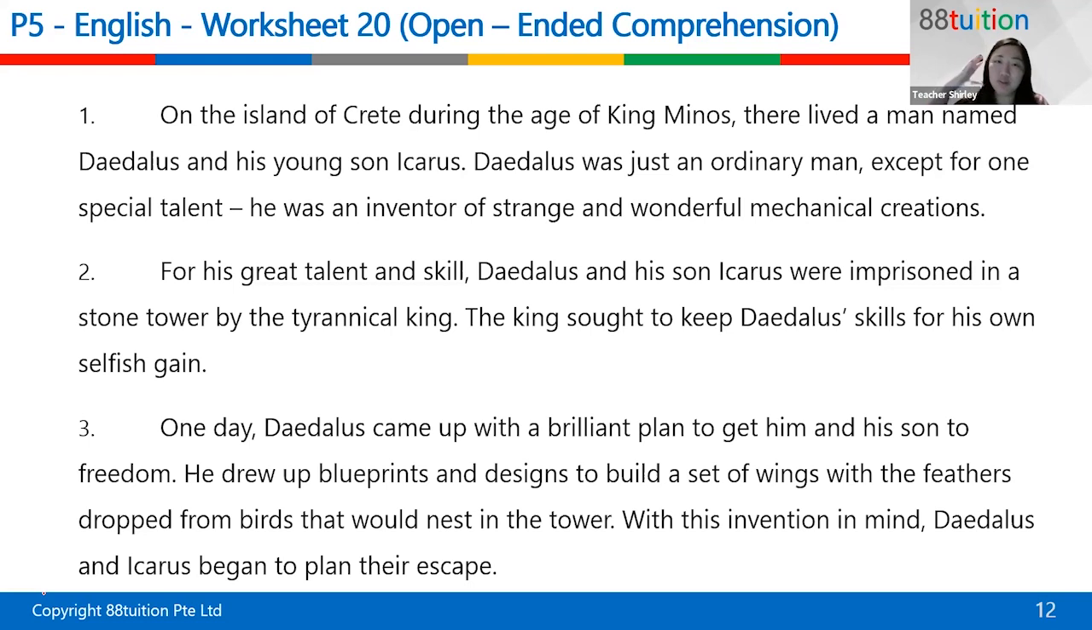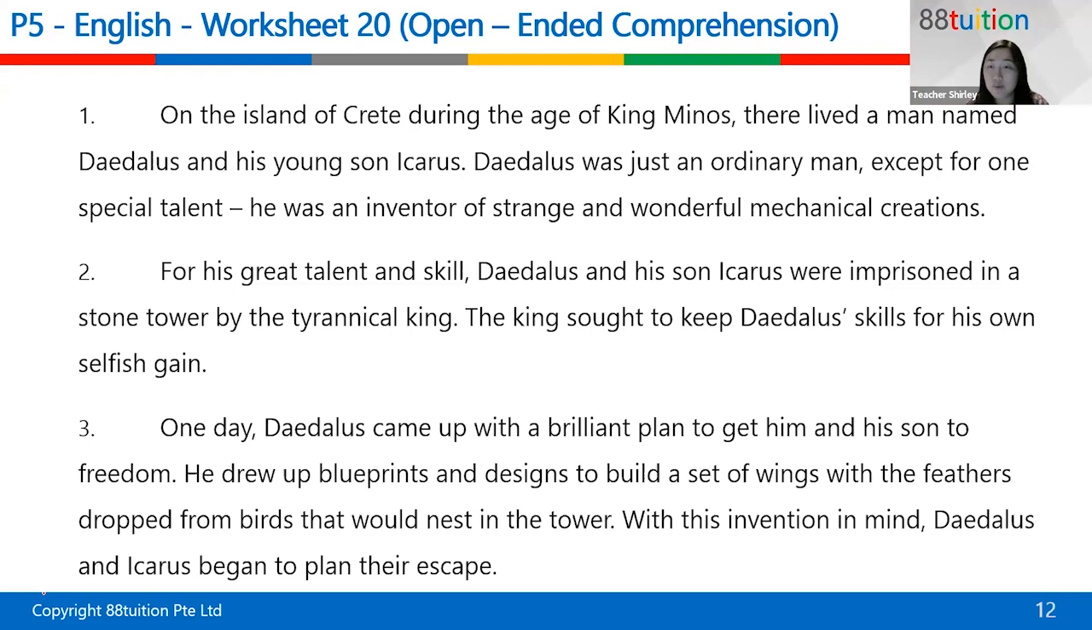On the island of Crete, during the age of King Minos, there lived a man named Daedalus and his young son Icarus. Daedalus was just an ordinary man, except for one special talent. He was an inventor of strange and wonderful mechanical creations.